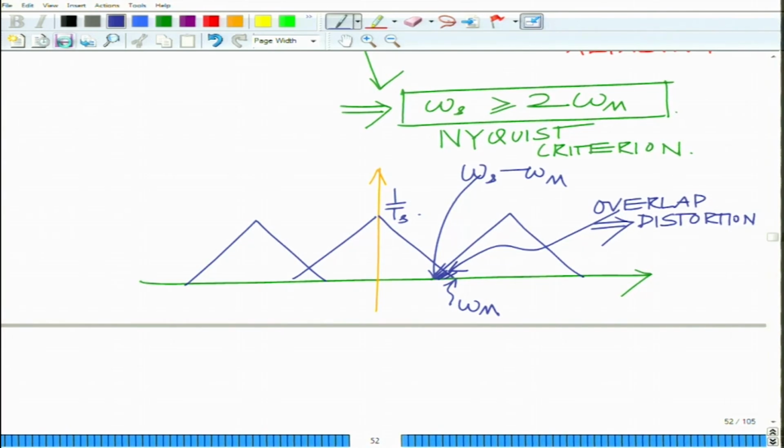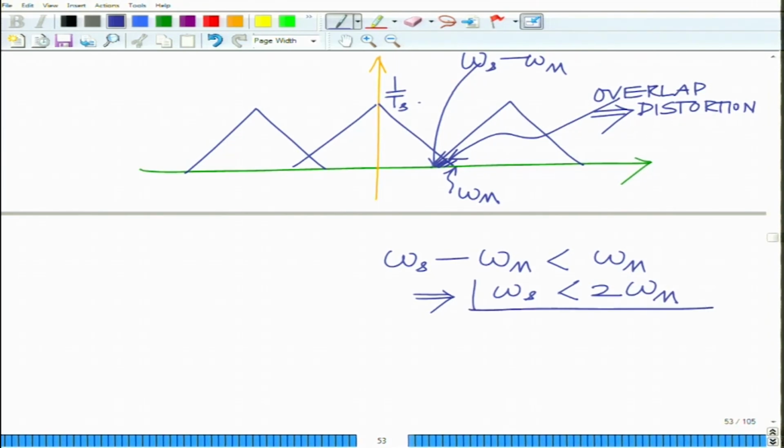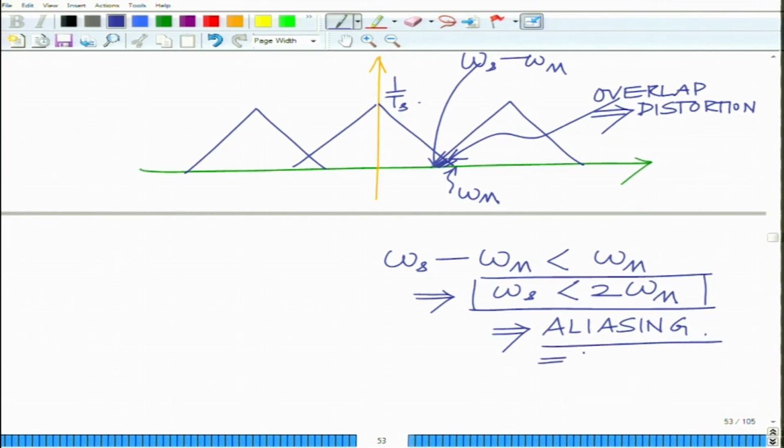So, on the other hand, when there is overlap, that is omega s minus omega m less than omega m, which implies omega s less than twice omega m, this implies there is aliasing, which is a form of distortion.